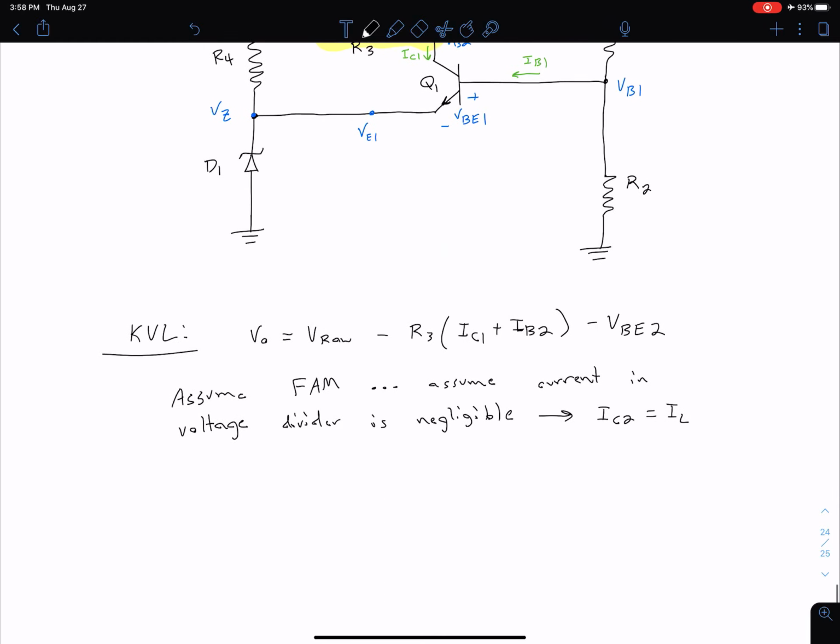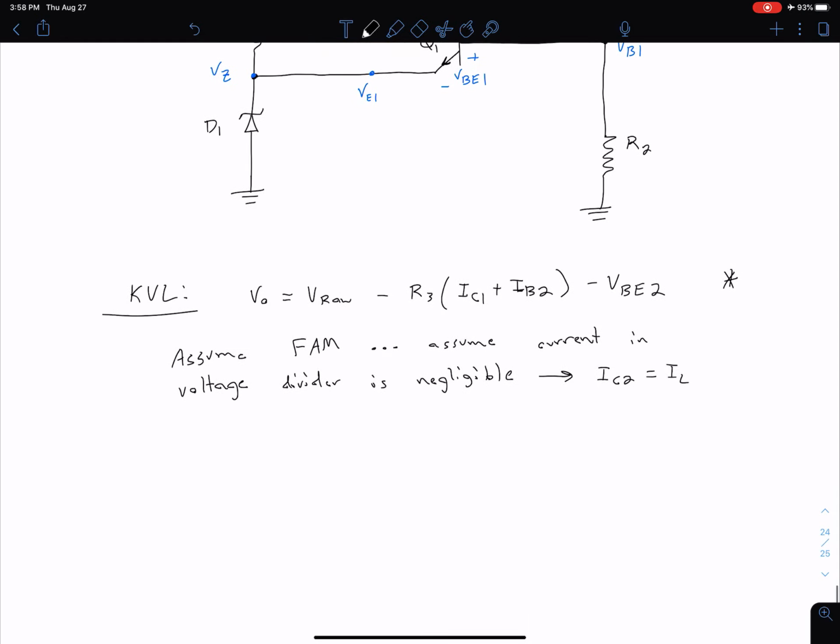What we want to do now is come back and adjust this equation that we got from KVL. We can say now our V out is equal to V raw minus R3. Now instead of IC1, we can say that that is beta 1 times IB1, and that just needs this first assumption that we're in the forward active mode. We can also replace IB2 with IL divided by beta 2.